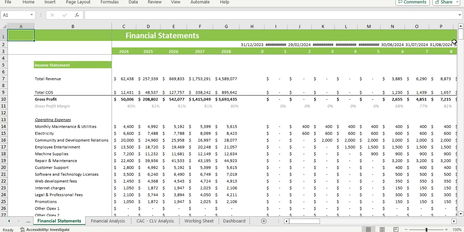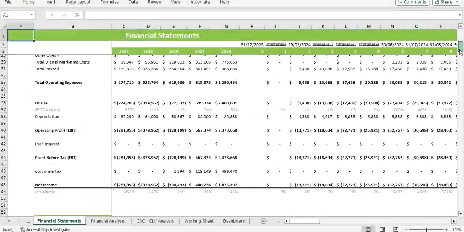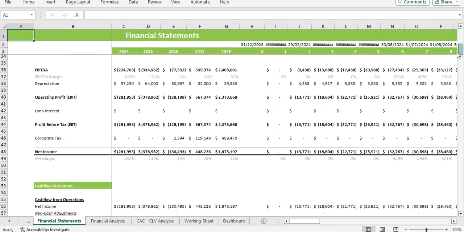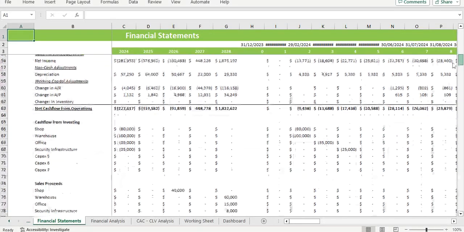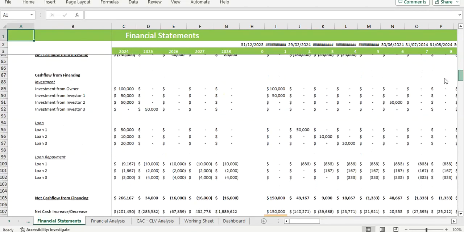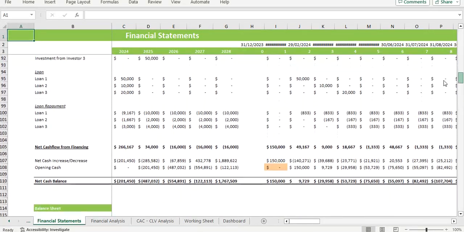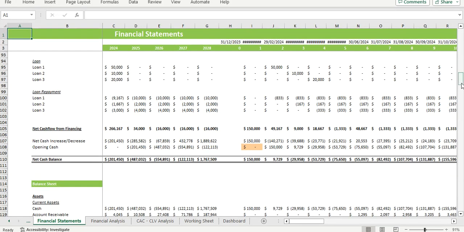Moving on, we have financial statements. The financial statement shows us the income statement, which shows us the total amount of net income of our business. The cash flow statement shows us the cash flow from operations, from investing activities, and from financing activities. It also shows us the net cash flow from financing activities and the net cash balance.